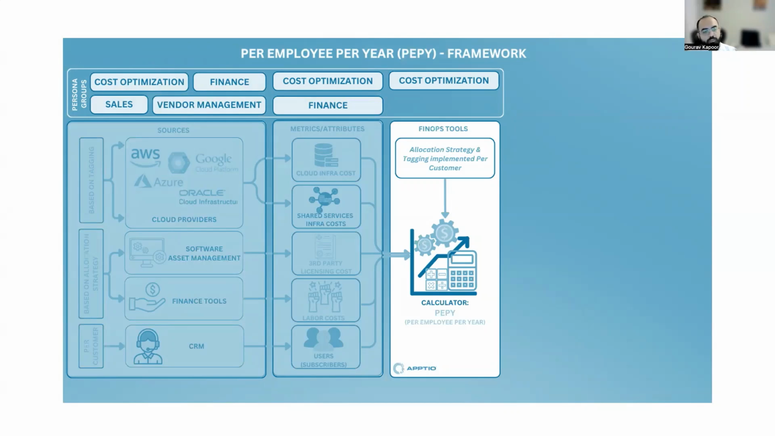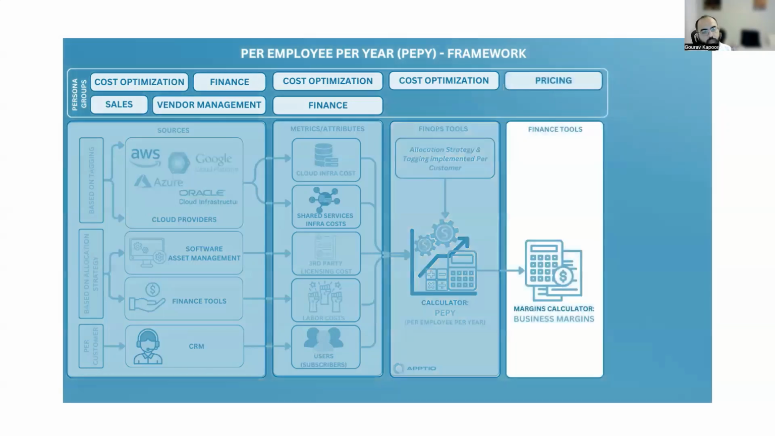So you ingest all of this data, and depending upon the tagging, allocation strategies, or the business dimensions, you will identify the cost per customer. And then you apply that high level metric calculation we talked about, which is essentially club all this cost divided by the number of users, and you will come up with the PEPI for a particular product.